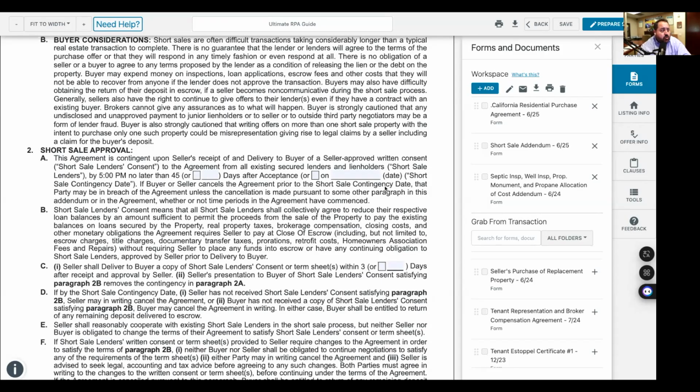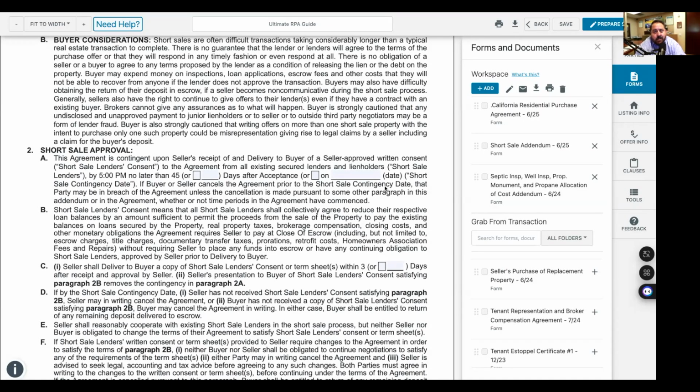Okay. Short sale lenders' consent means that all short sale lenders shall collectively agree to reduce their prospective loan balance by an amount sufficient to permit the proceeds from the sale of the property to pay the existing balances on loans secured by the property, real property taxes, broker compensation, closing costs, and other monetary obligations the agreement requires seller to pay at close of escrow, including but not limited to escrow charges, title charges, documentary transfer taxes, prorations, retrofits, homeowner association fees and repairs, without requiring seller to place any funds into escrow or have any continuing obligation to short sale lenders approved by seller prior to delivery to buyer. So that's what they're saying.